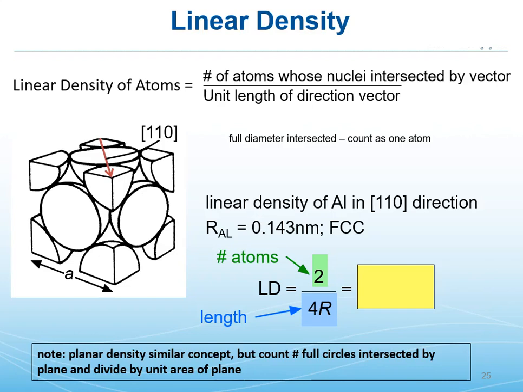Knowing that it's aluminum, we know that the radius is 0.143 nanometers or 1.43 angstroms. And so we get a linear density of 3.5 per nanometer. So per nanometer distance in the 1,1,0 direction, we will encounter 3.5 atoms. That is a close packed direction, in fact, which is important for mechanical properties later on. So to recap, the rule for linear density: number of atoms whose nuclei are intersected by the vector divided by the length. So how many full diameters do you intersect?